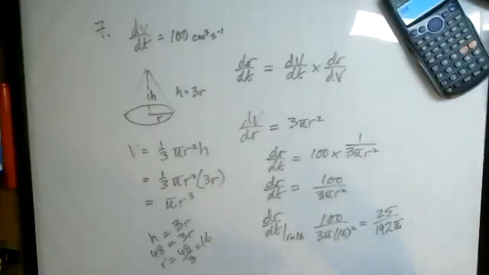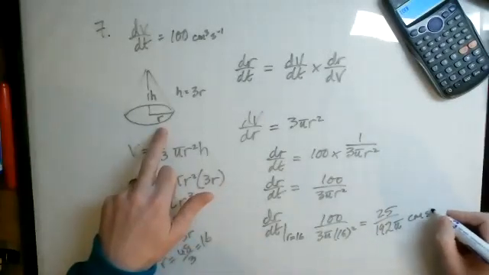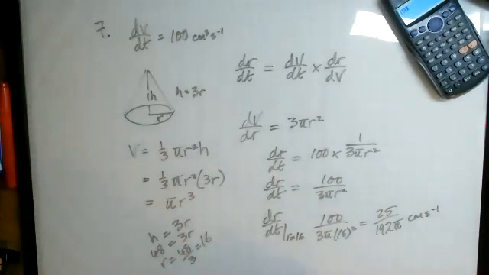Now, what is the unit? It is the rate of change of radius, so it is centimeters per second.